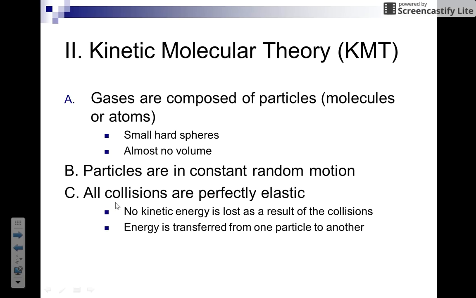Now, these collisions are considered to be perfectly elastic. What the phrase perfectly elastic means is that no kinetic energy is going to be lost as a result of their collisions. Instead of losing kinetic energy, they transfer their energy. So the energy is transferred from one particle to another.